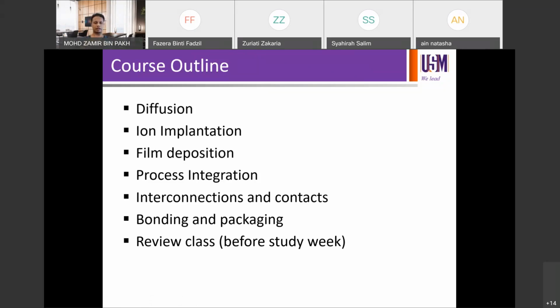So you've covered another method of doping by doing ion implantation, where you can actually embed the junction inside the silicon. You can have a better control. However, it comes at a higher cost.